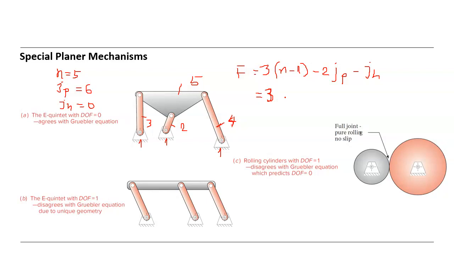So if we put it into the equation, this is equal to 3 times (6 minus 1), which is 5, minus 2 times 6, minus 0. So it is 12 minus 12, which is equal to 0. So the degree of freedom is equal to 0.